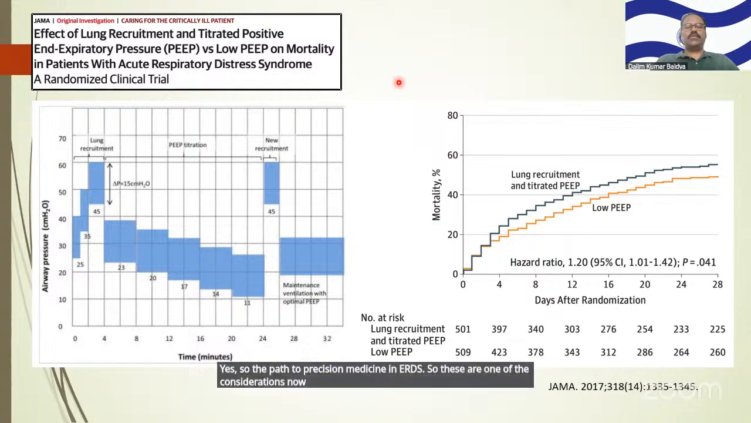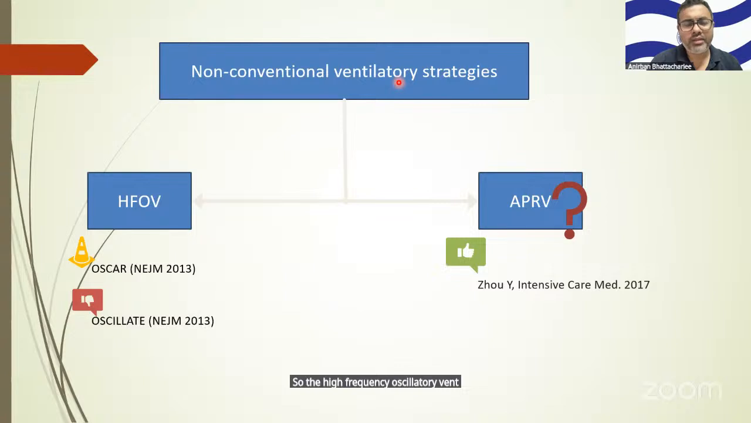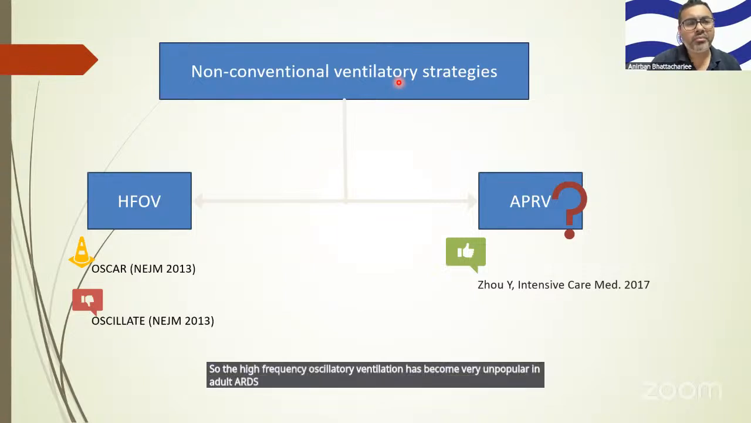Now, what about alternate ventilation strategies like high frequency oscillatory ventilation or APRV, airway pressure release ventilation, which used to be used or are occasionally being used? So the high frequency oscillatory ventilation has become very unpopular in adult ARDS after the publication of an RCT in 2013, which found harm with this procedure in adult ARDS patients. It is still quite popular in some of the pediatric ICUs in pediatric ARDS.